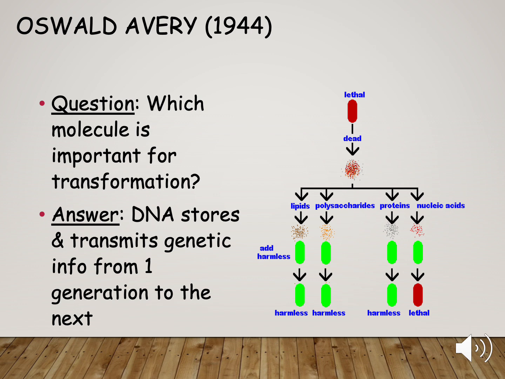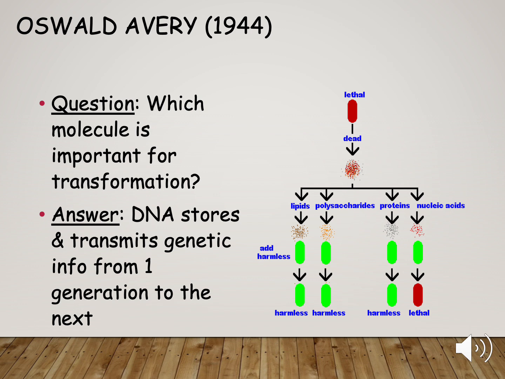Okay, Oswald Avery continued the study of Griffith's work. He wanted to know which molecule was important for the transformation. In his experiment, he was able to determine that it was the DNA that stores and transmits genetic information from one generation to the next. He took a sample of that lethal bacteria that was causing the mice to die.